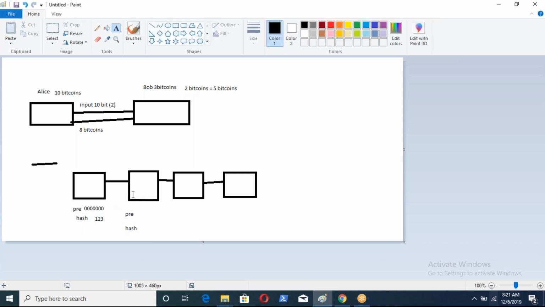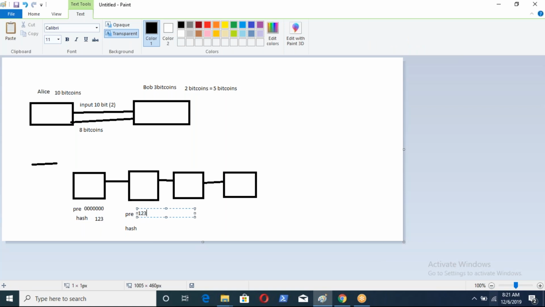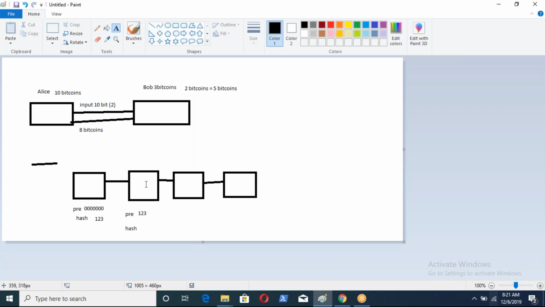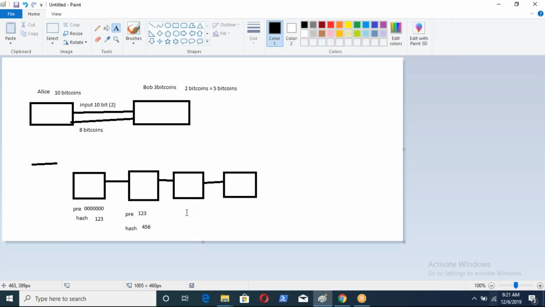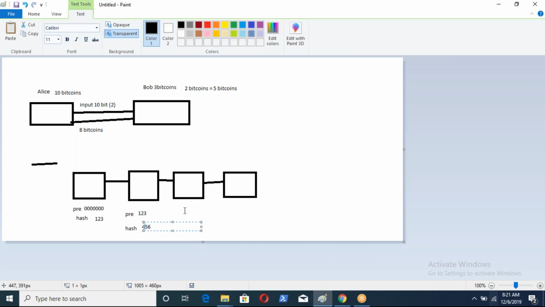In the next block, before mining, this hash will be added here, so the previous block hash value will be 1 2 3. Using all this, the second block is mined, and I get another hash, suppose 5 4 5 6. So there is a link between the first and second blocks. Again the same thing: the previous block hash is added, and for the present block I get some other value.